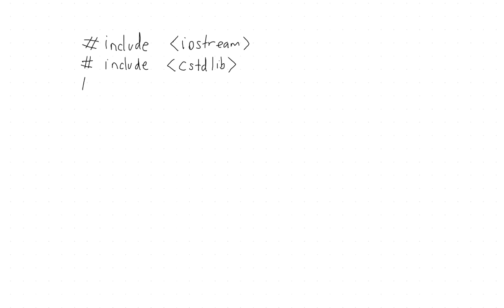On top of that, you could also include time if you want to seed the random function, so that every time you compile and run it, it won't generate the same sequence of random numbers.